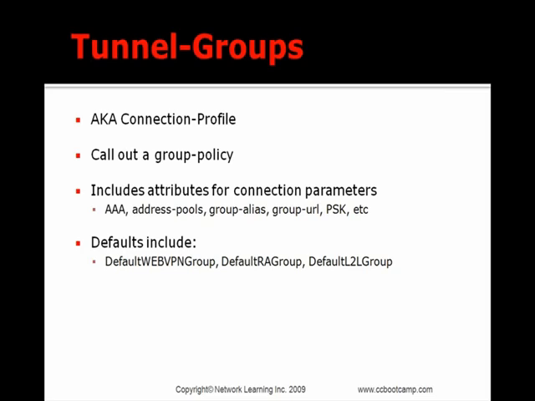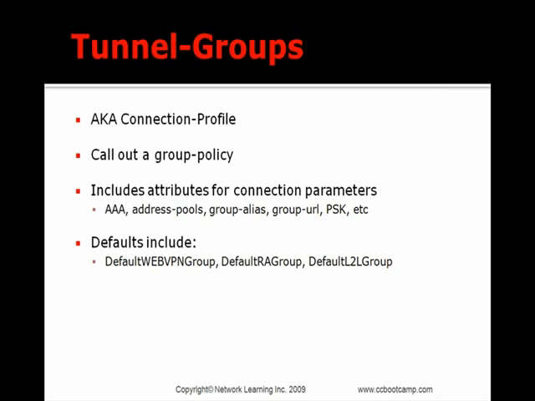And we have some defaults here as well. We have a default web group, default RA group, and a default LAN to LAN. So the WebVPN group, of course, applies to WebVPN and AnyConnect. RA can apply to the EasyVPN connections, and L2L is for site-to-site. So the same rule applies here: if you don't specify anything specifically within your tunnel group, then based on the type of tunnel group you've created, all the defaults will be inherited from the default groups.